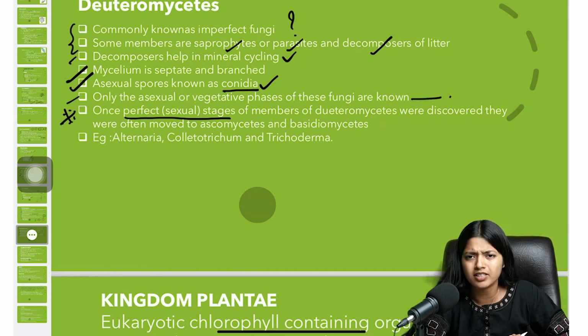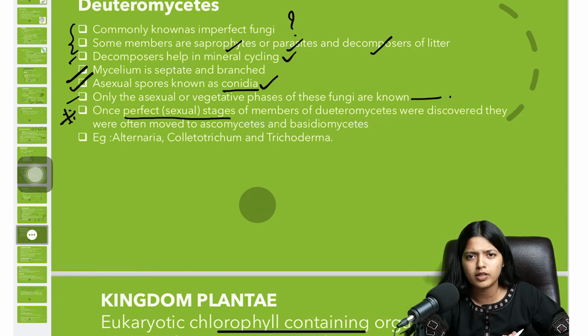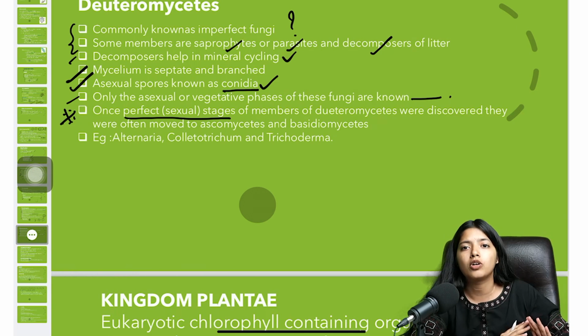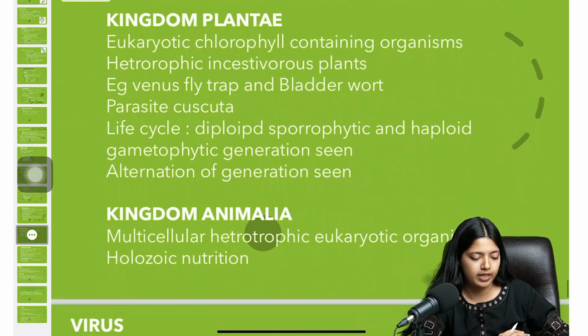That's not so important. Examples are Alternaria, Colletotrichum and Trichoderma. The point was that once a member of Deuteromycetes was found to have a sexual stage, it was moved to Ascomycetes or Basidiomycetes. So that is Deuteromycetes.